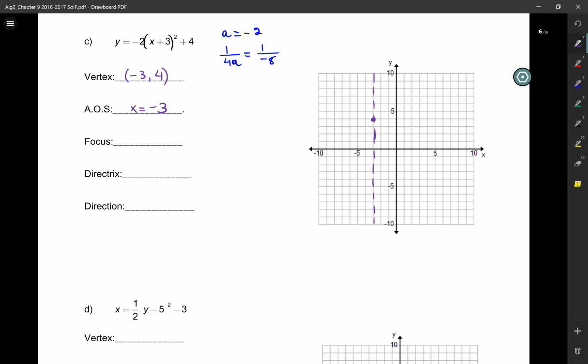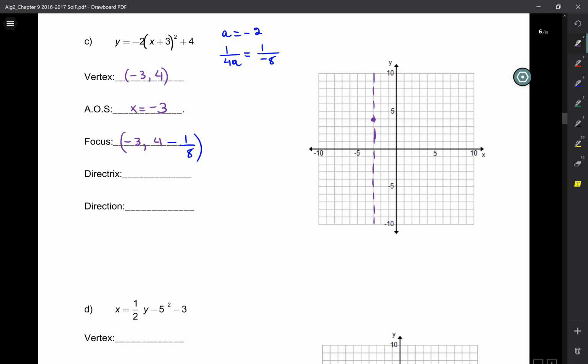So that means, is the x coordinate of the vertex going to change, or the y? The y coordinate. So I say negative 3, comma 4, and I'm just going to add to it whatever my 1 over 4a was. So plus negative 1 over 8. Do you see that? You keep the sign of the 1 over 4a. So in simpler terms, it's going to be minus.